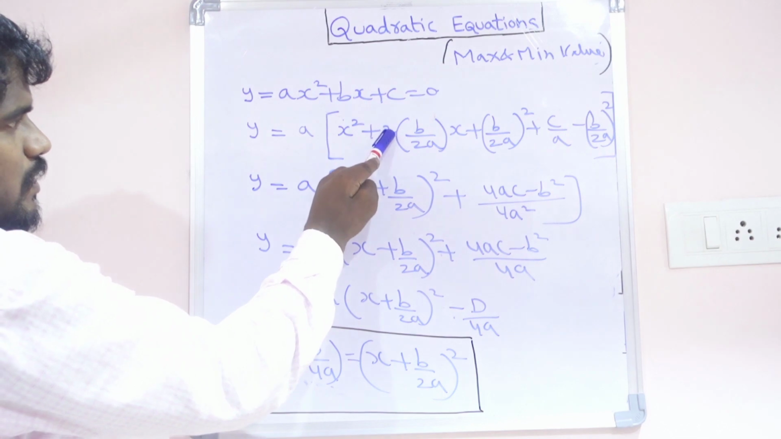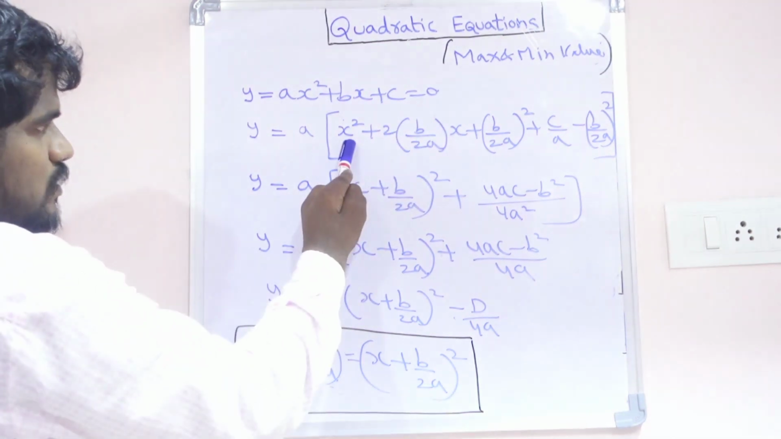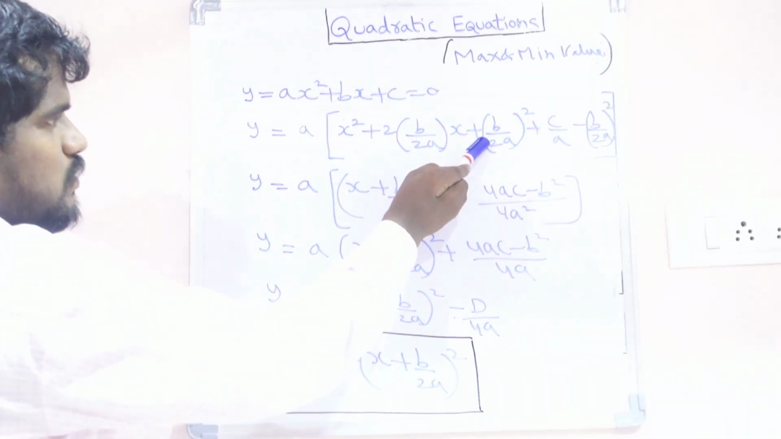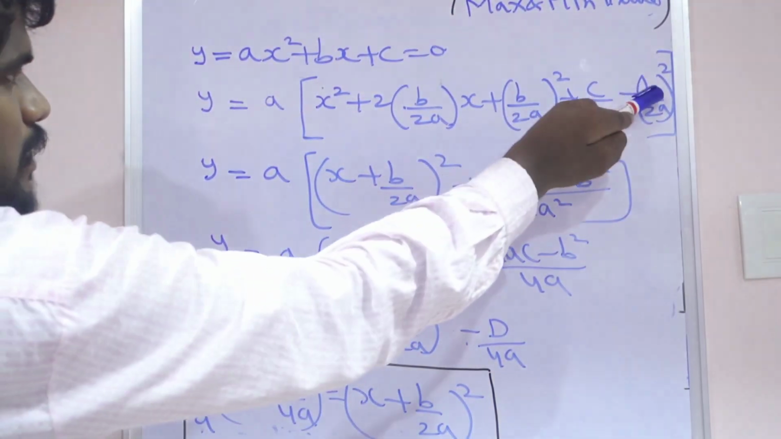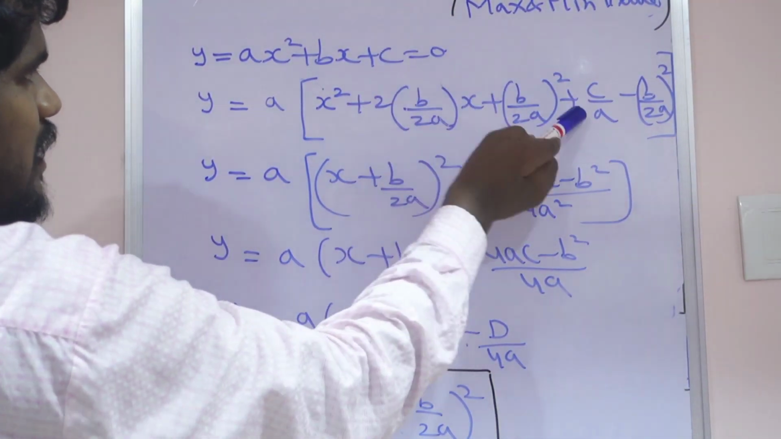So 2 into b by a into x, that is x square plus 2 into b by 2a into x. So I want b square, so b by 2a whole square, and minus b by 2a whole square also. C by a is there already.